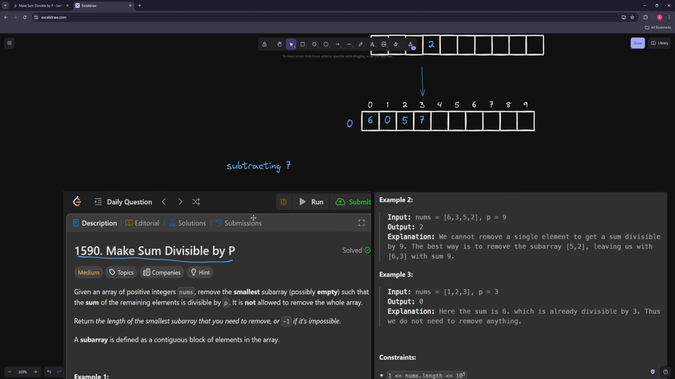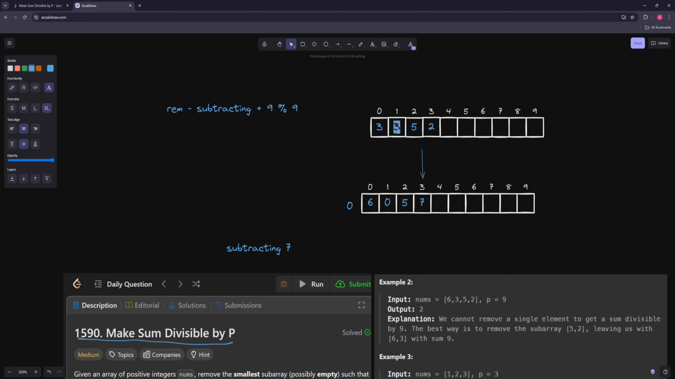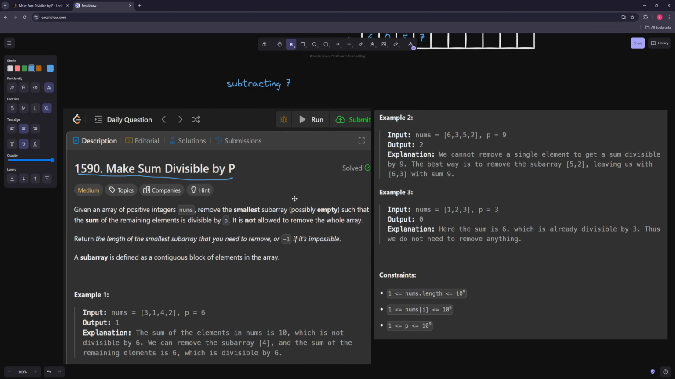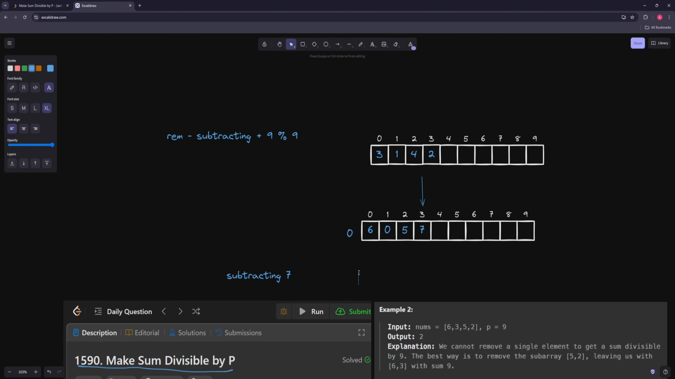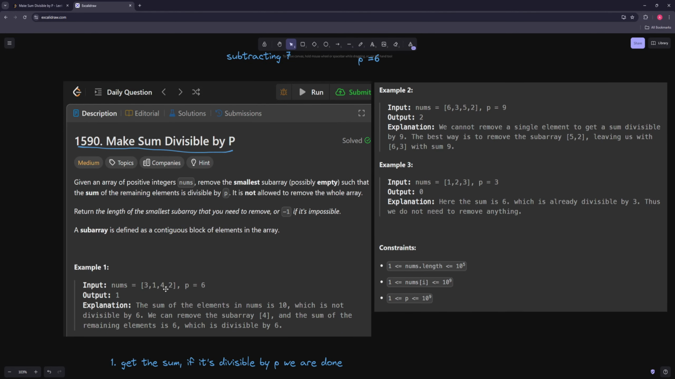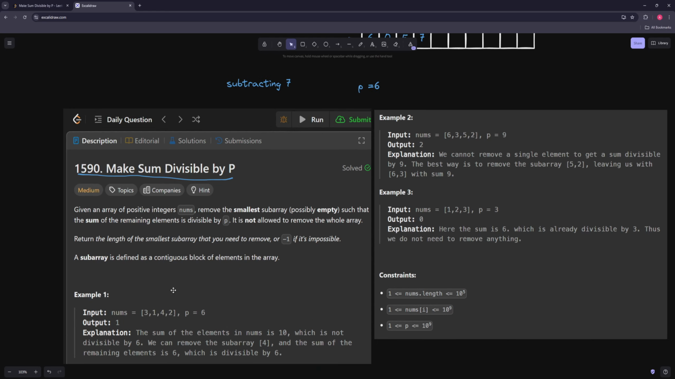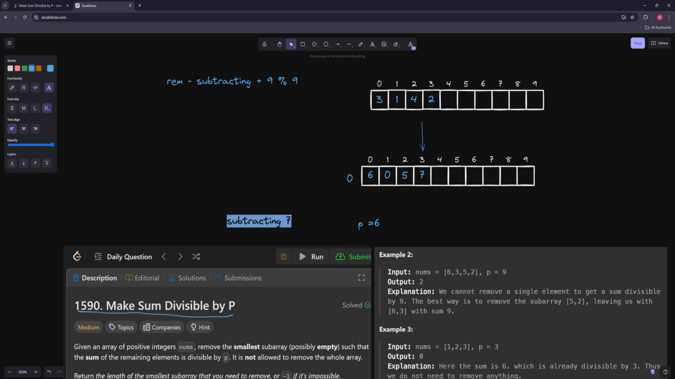Okay, so for this one, it's 3142. We can just calculate these remainders as we go, and then p is 6. What are we subtracting here? Our sum is 10, so our remainder is going to be 4. So we want to get rid of something with the remainder 4, so we're subtracting 4. Same thing, at -1 we'll put in a 0, so that'll be 0 at -1 for the empty array.